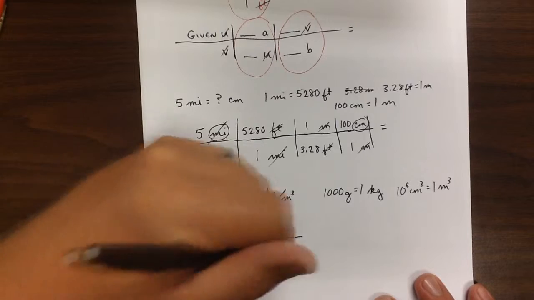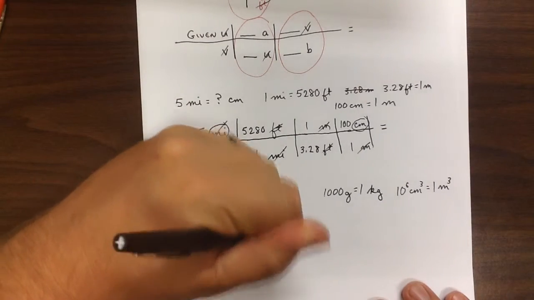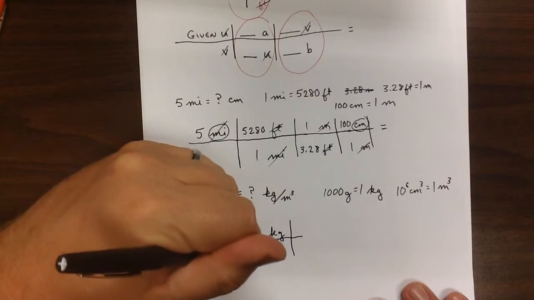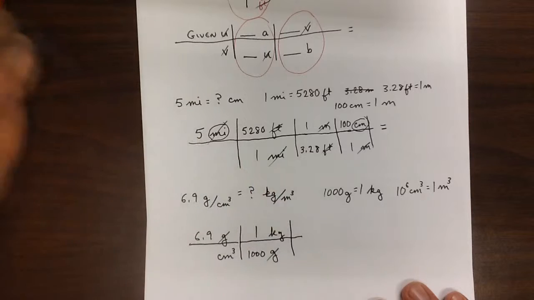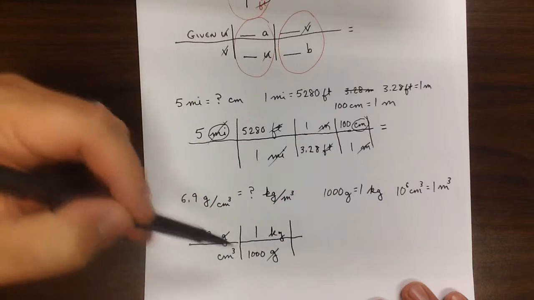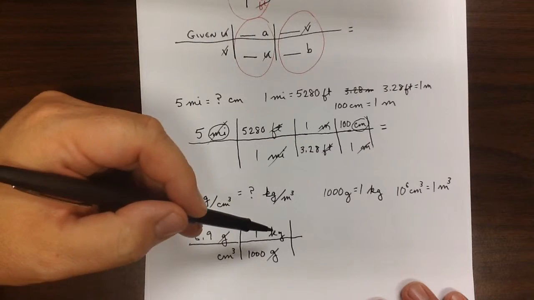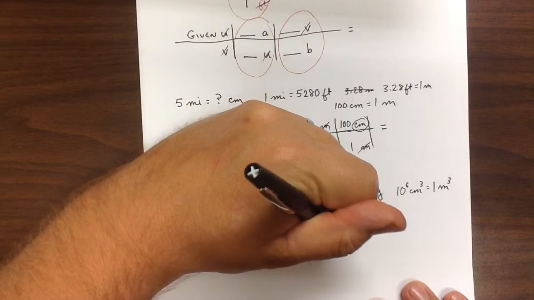Okay, so I start with the top, bring grams down, go to kilograms using that conversion factor. I know that there are 1,000 grams in 1 kilogram. I've converted grams into kilograms. If we stopped the problem here and took 6.9 divided by 1,000, I would be in units of kilograms per centimeter cubed. However, I'm not finished.